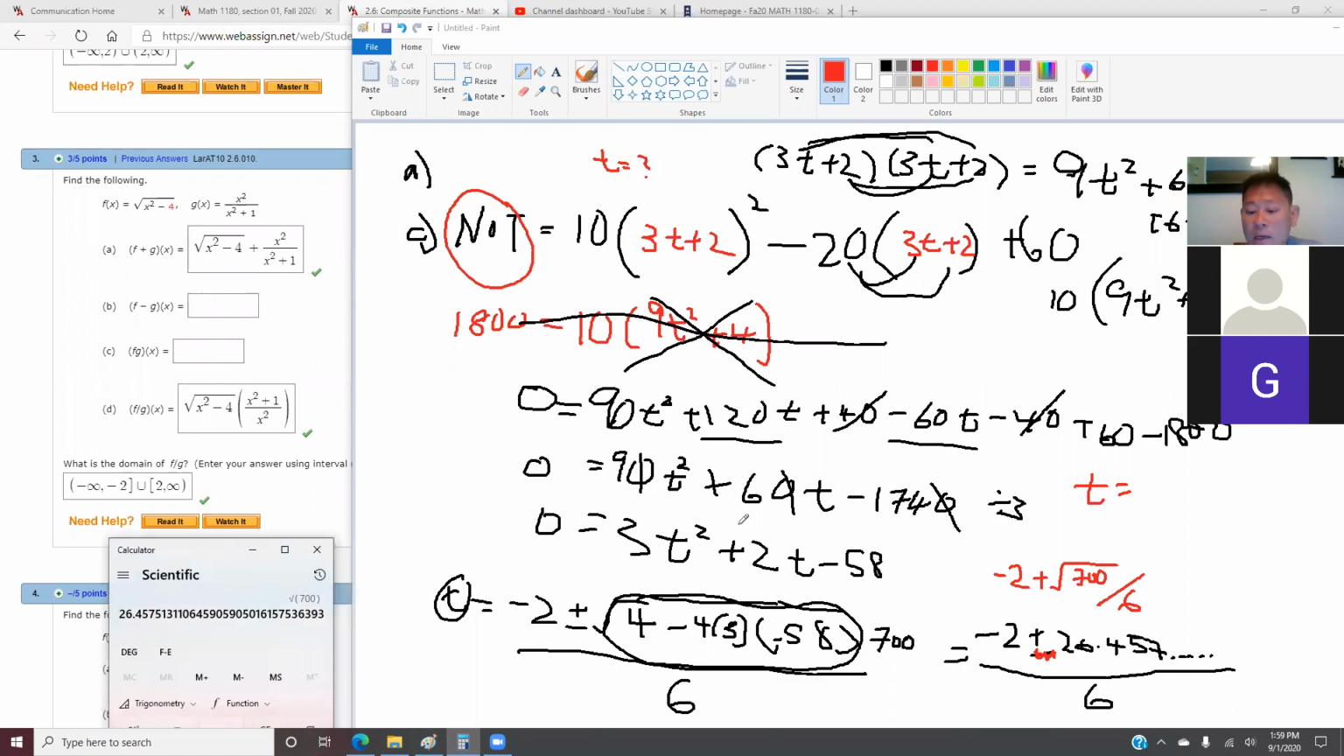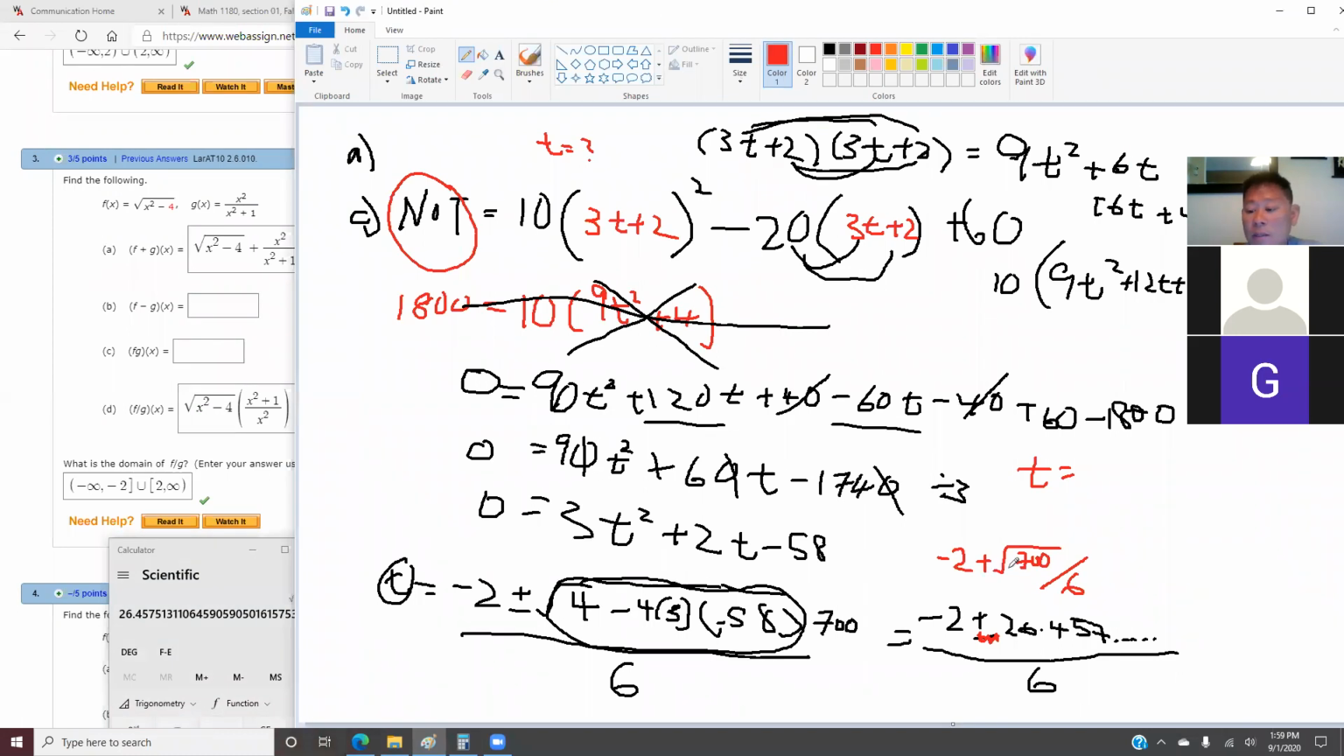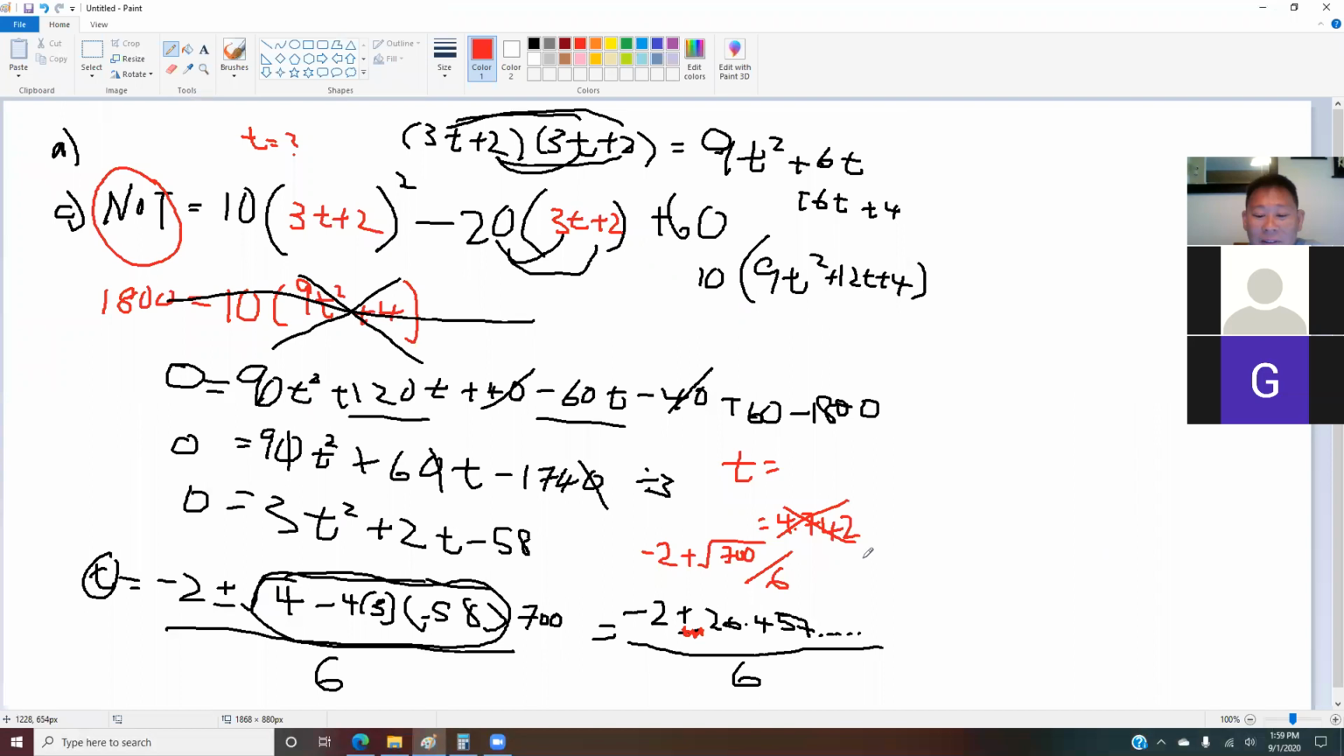So anyone got an answer here? What is this going to give you? Negative 2 plus root 700 divided by 6. Grace tells me it is 4.742. That is wrong. Don't be shocked, Grace. That is the reason why I'm checking you guys. Do you know how to use your calculator or not? If you give me 4.742, that is wrong.